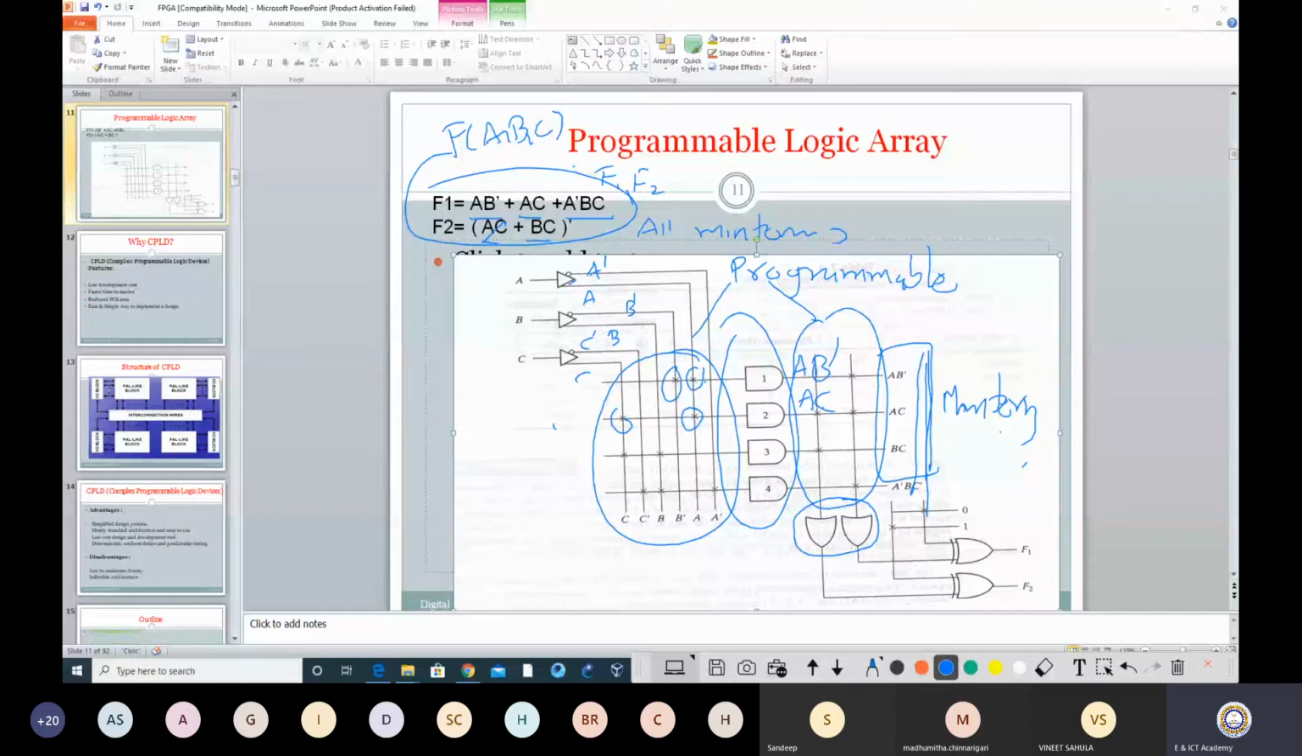Now from these min terms, I am programming those which are applicable for F1 and F2. So this is my F1 and this is my F2. For F1, you observe A, B dash, AC and A dash, B dash, C. I have fused these to get the output for F1. Similarly here, you observe AC and BC, which are generated as F2.